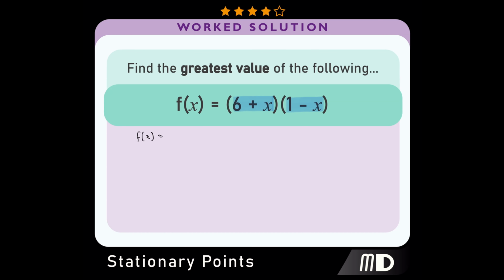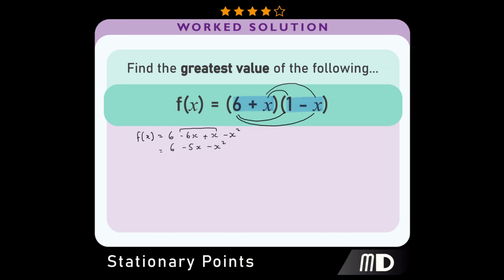So 6 multiplied by 1 is 6, and 6 multiplied by minus x is minus 6x. And then x multiplied by 1 is x, and x multiplied by minus x is minus x squared. And then we can just simplify that. 6, minus 6x plus x is minus 5x, minus x squared.